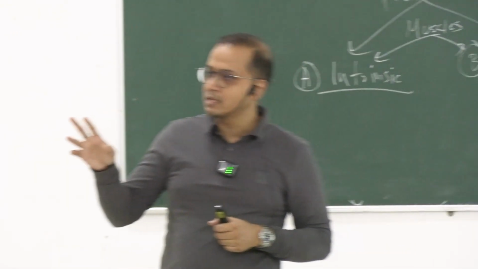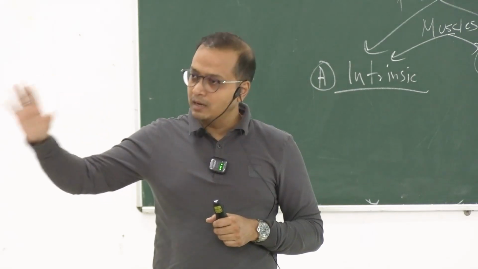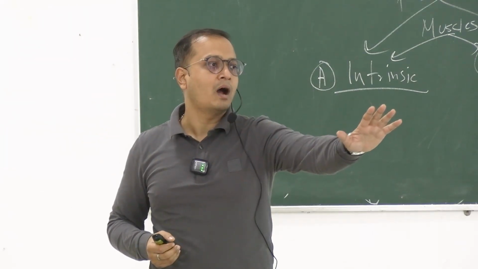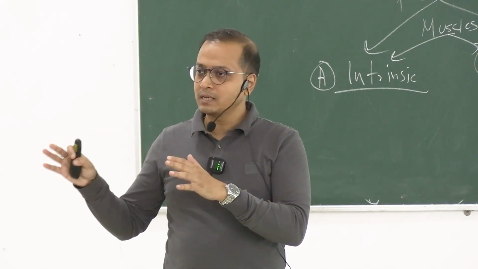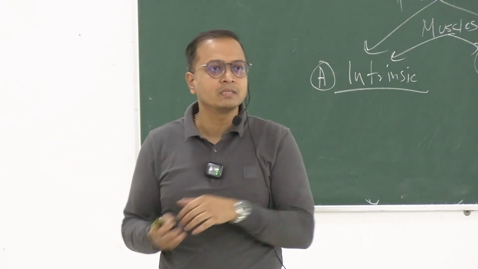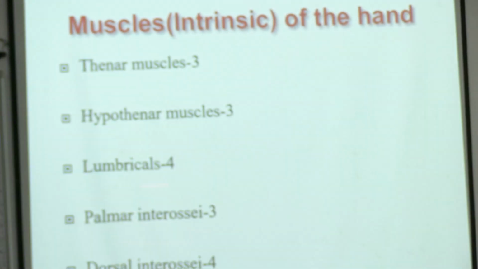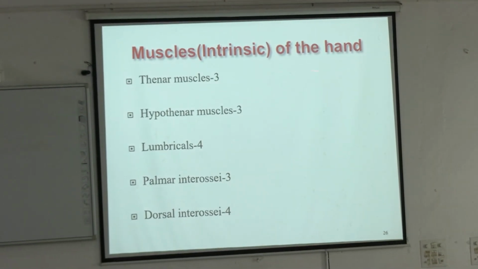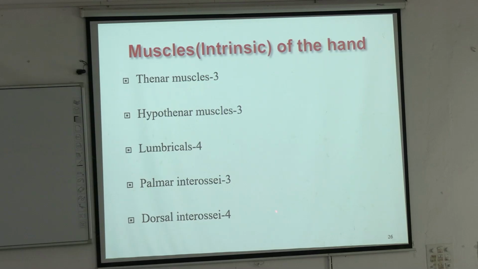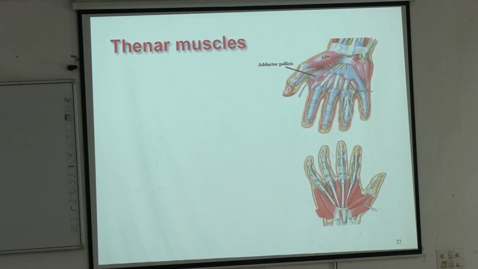Now these intrinsic muscles of the hand can be categorized into three categories: those present on the thenar eminence, those present on the hypothenar eminence, and others. So we classify them: thenar muscles, 3 of them; hypothenar, 3 of them; and others, lumbricals and interossei. Thenar muscles are present in here.